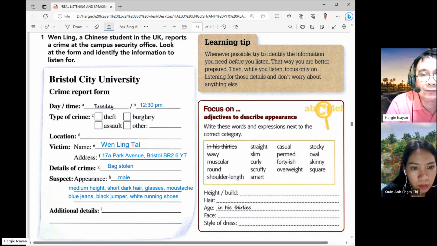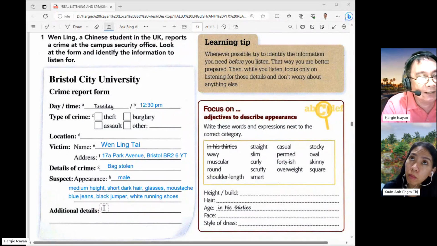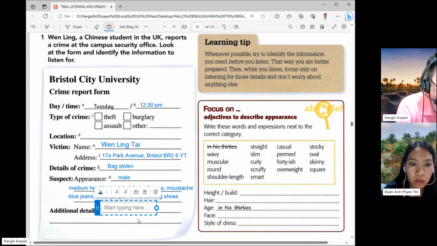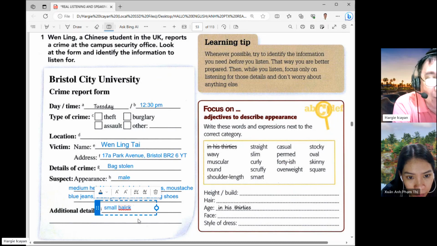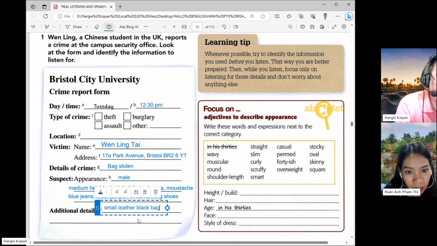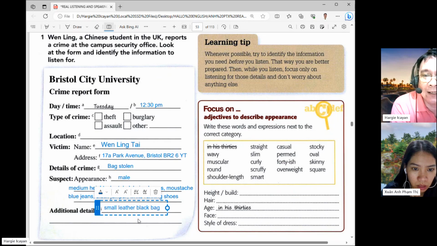Okay, now additional details. Can you describe the bag? It's a small black leather bag. Okay, additional details. Small, black, leather. Yeah, it's small. Okay, leather black bag, right? Yes. Okay. Yeah, and then let's continue.